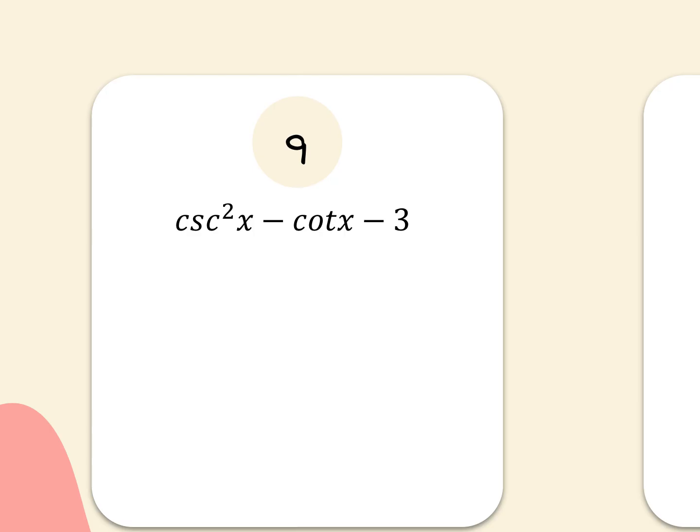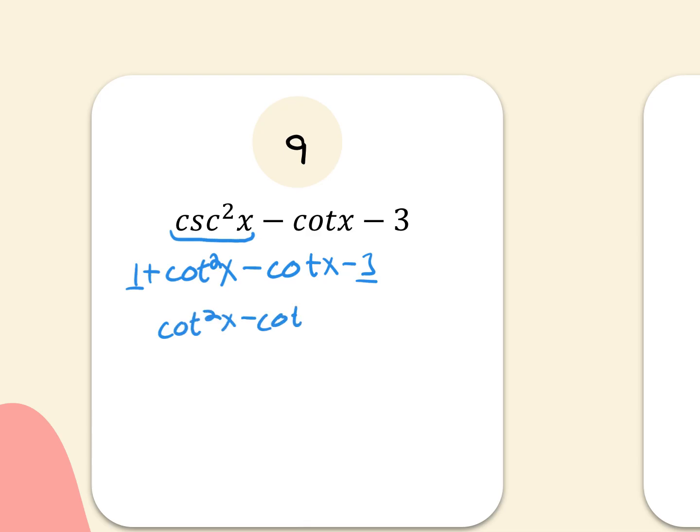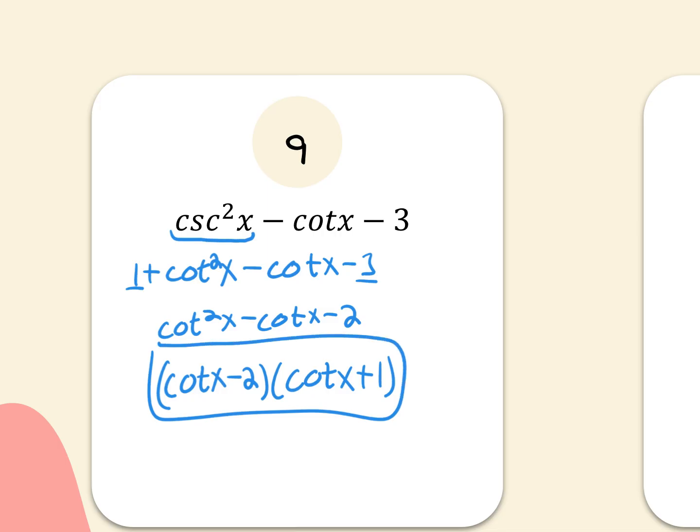We know that based on one of our identities, this is the same as 1 plus cotangent squared x. And then when you do this, just bring the rest of it down, combine like terms. I have a 1 minus 3, which is going to get you a -2. So we have cotangent squared x minus cotangent of x minus 2. And then from here, just factor it like normal, right? Factors of -2 that add to -1 are a -2 and a +1. So we get a cotangent of x minus 2 and a cotangent of x plus 1. And that is how we factor an expression like this.